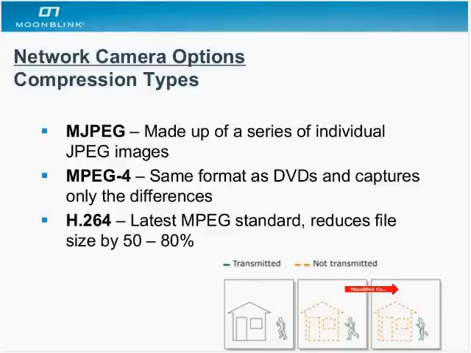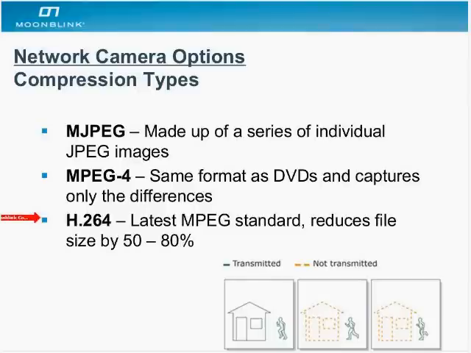And then the last one, the newest compression type, is H.264. That's the latest standard, and what it advances in is compression. It reduces storage by 50-80%, and storage can be costly. So that's a definite advantage of utilizing that compression type.